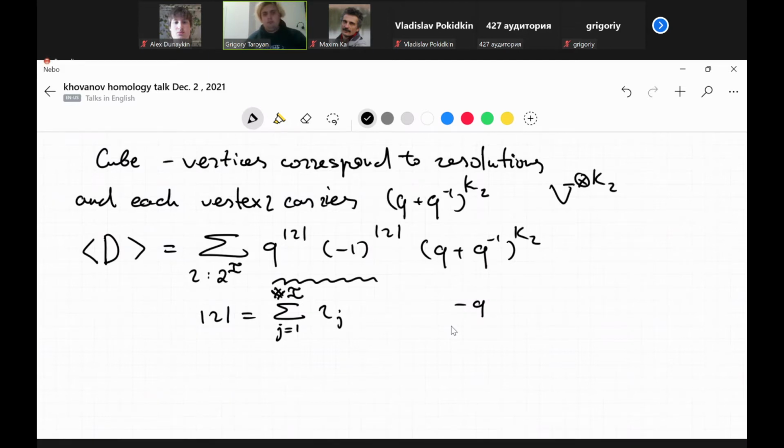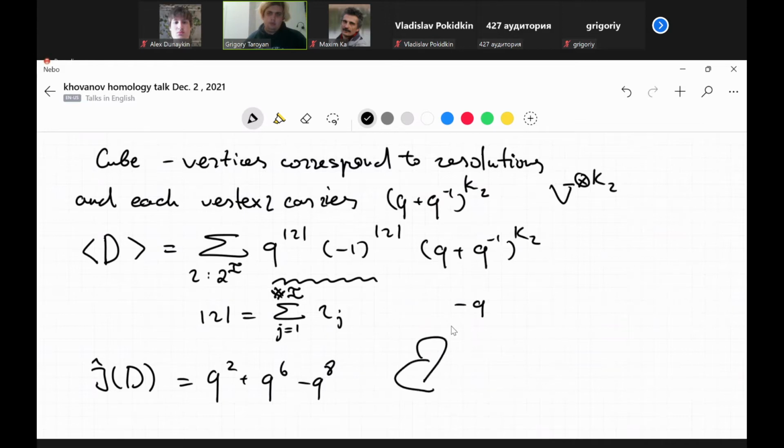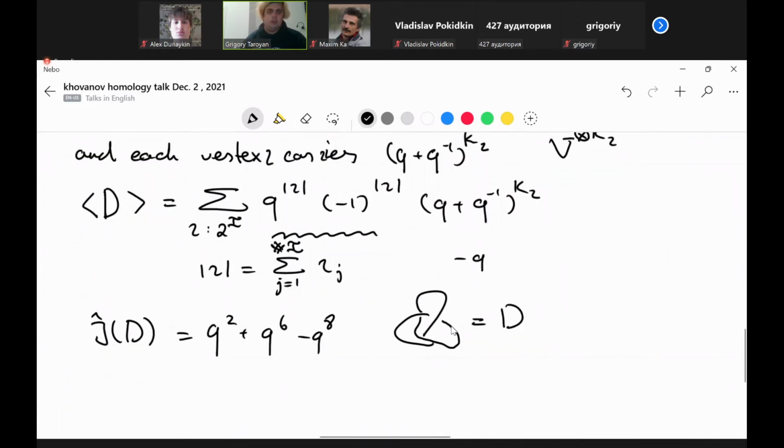And the value of the unnormalized Jones polynomial on a trefoil is the following thing. So that corresponds to a trefoil. Hopefully I'll be able to draw it here. Yep, that is it. So that's a diagram of a trefoil, which is the standard one.